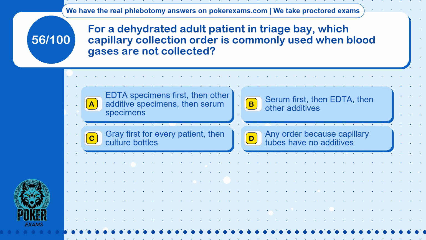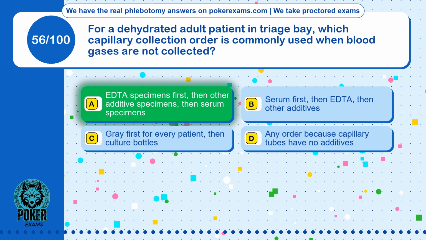Question 56. For a dehydrated adult patient in triage bay, which capillary collection order is commonly used when blood gases are not collected? Option A, EDTA specimens first, then other additive specimens, then serum specimens. Option B, serum first, then EDTA, then other additives. Option C, gray first for every patient, then culture bottles. Option D. Any order because capillary tubes have no additives.